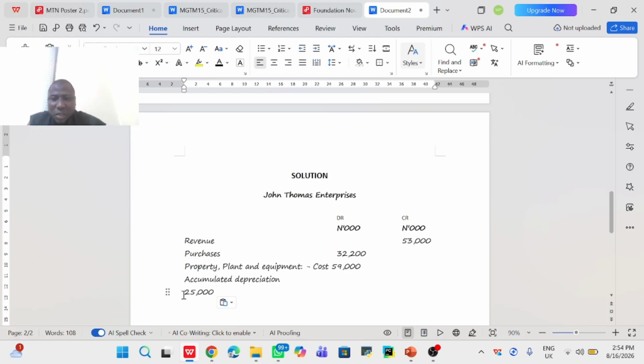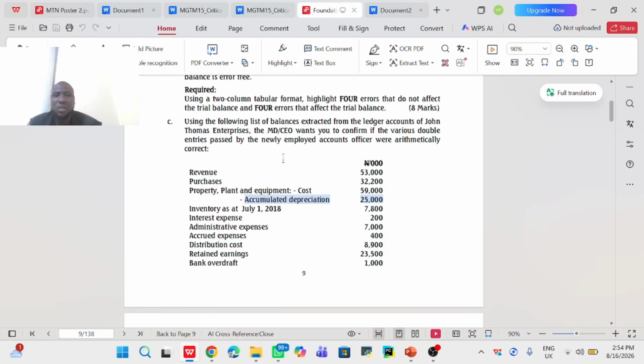Accumulated depreciation is on the credit side. Please don't make a mistake when you have depreciation and accumulated depreciation. It is accumulated because we have several years of depreciation that we want to use to offset our fixed asset, our non-current asset. But the depreciation is charged as an expense in our profit or loss.